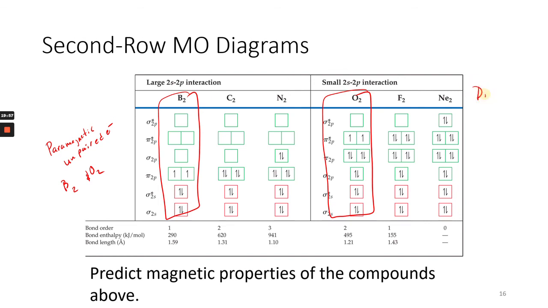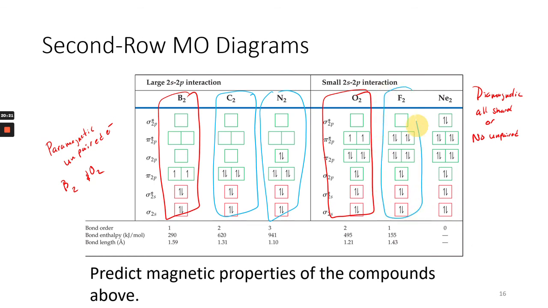The other type was diamagnetic, where you have all paired, or you could say no unpaired. So that would be, let's do that in a different color, carbon, nitrogen, fluorine, neon. Because look, there are no unpaired. Okay, here you have unpaired. So your paramagnetic will be attracted to a magnet.